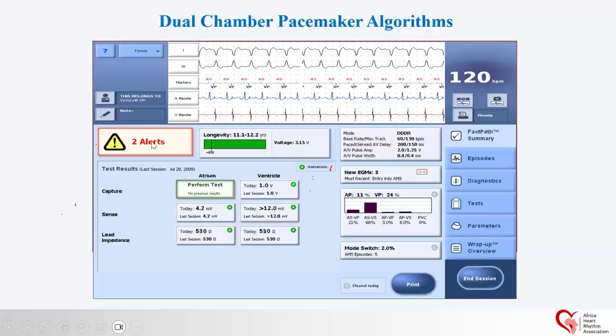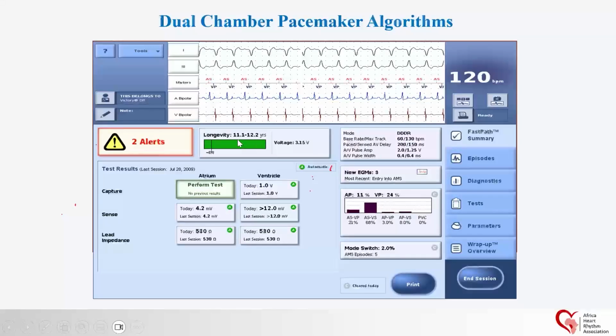We have alerts. Maybe we have some alerts like high ventricle rate, or high impedance, or something like that. We have the longevity of the pacemaker.